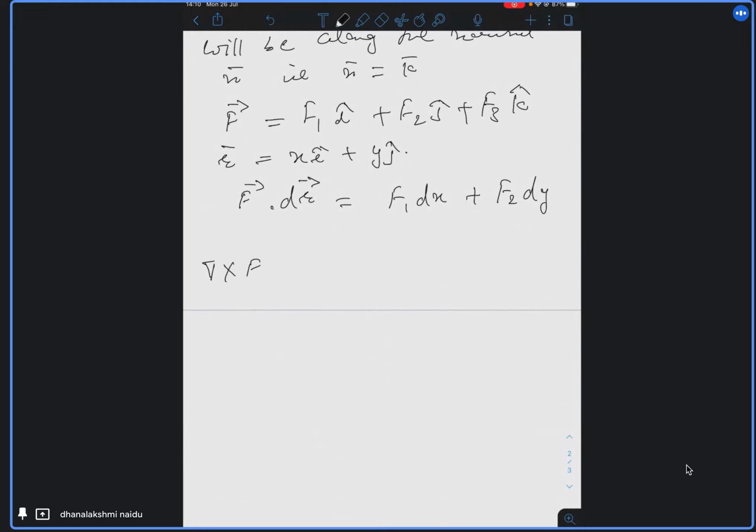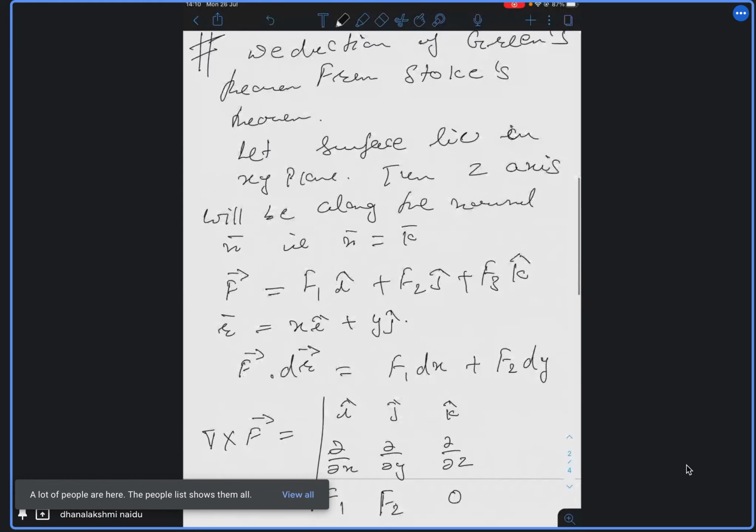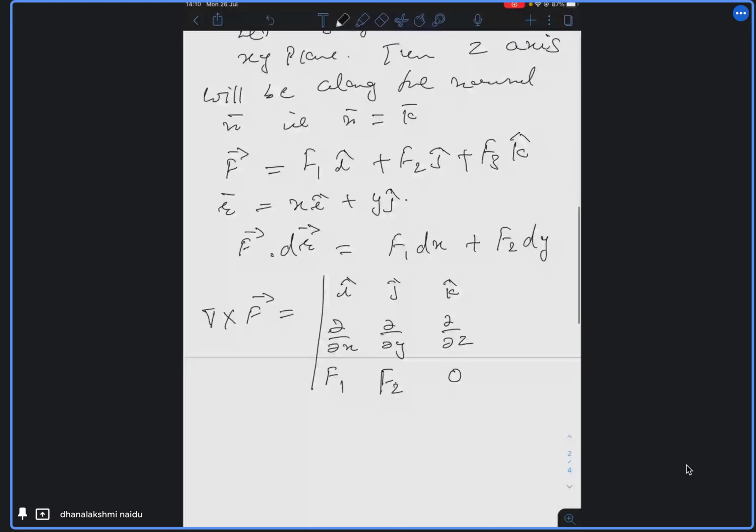So curl of f bar means del cross f bar, which will be the determinant with i, j, k, dou by dou x, dou by dou y, dou by dou z, and the components f1, f2, and for k there is nothing. f3 is 0 there because z is 0. Understood all of you?